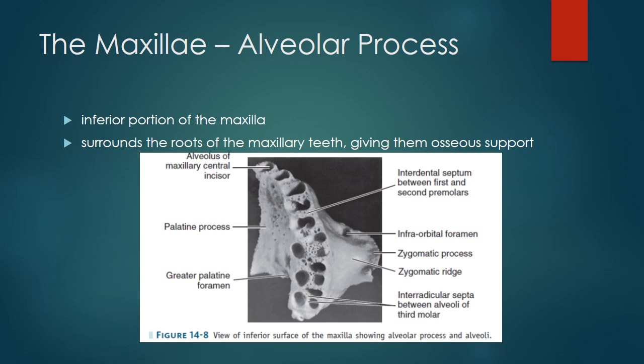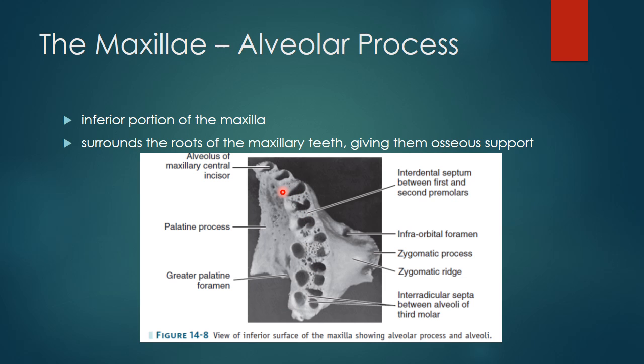Last is the alveolar process of the maxilla, which is the inferior portion of the maxilla. It surrounds the roots of the maxillary teeth, giving them osseous support. So all this is the alveolar process.